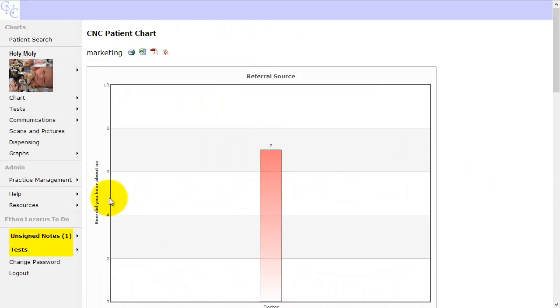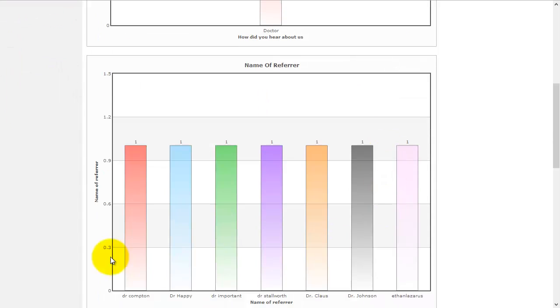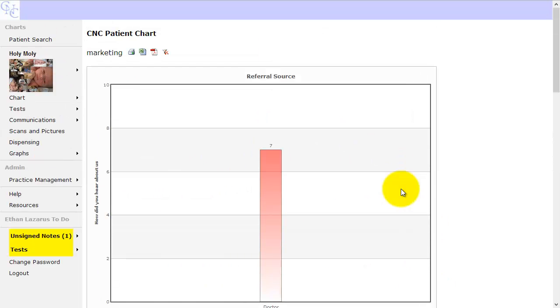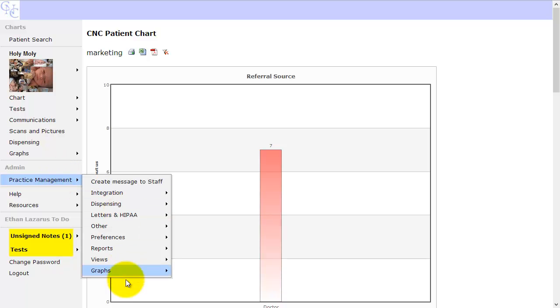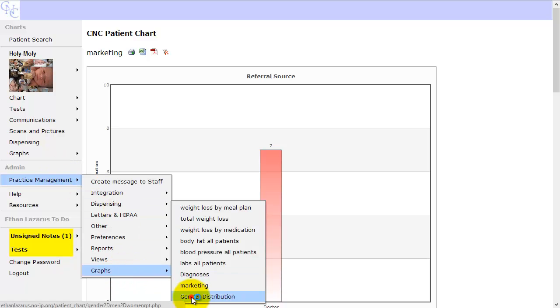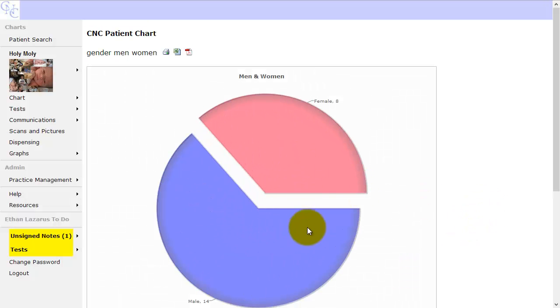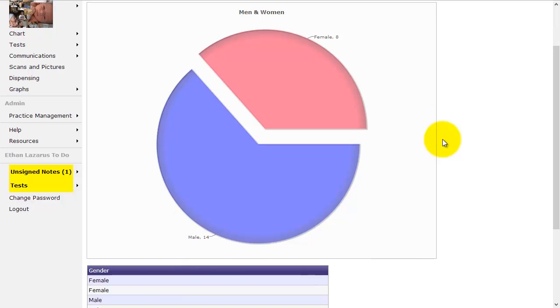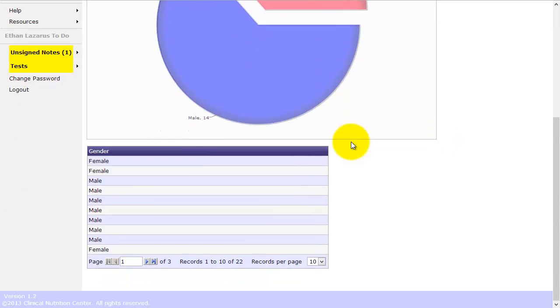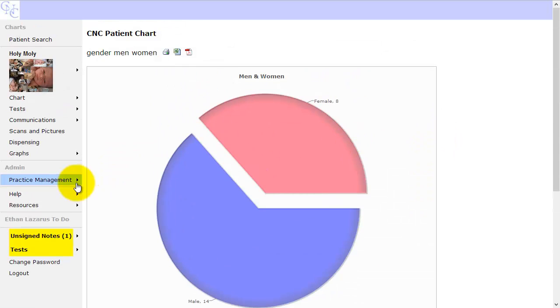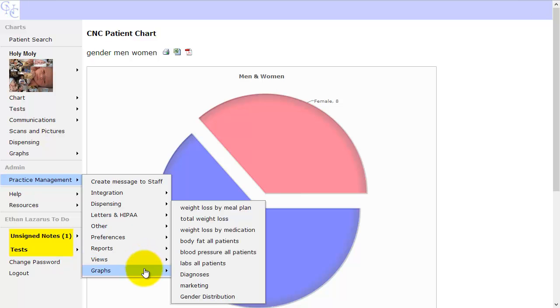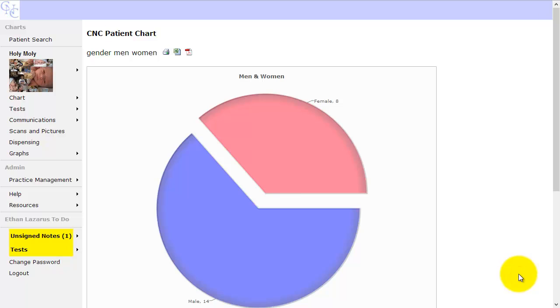So again, I think for marketing purposes that's very helpful. Maybe you see your referral sources and you want to send them a thank you card or a holiday card or something like that. Then gender distribution I just put in there so you can see your percentage of men versus women. And I think that's it for graphs, unless we add some more graphs to that menu as time goes on. So I hope that helps you have a good idea of how to look at your practice graphically.